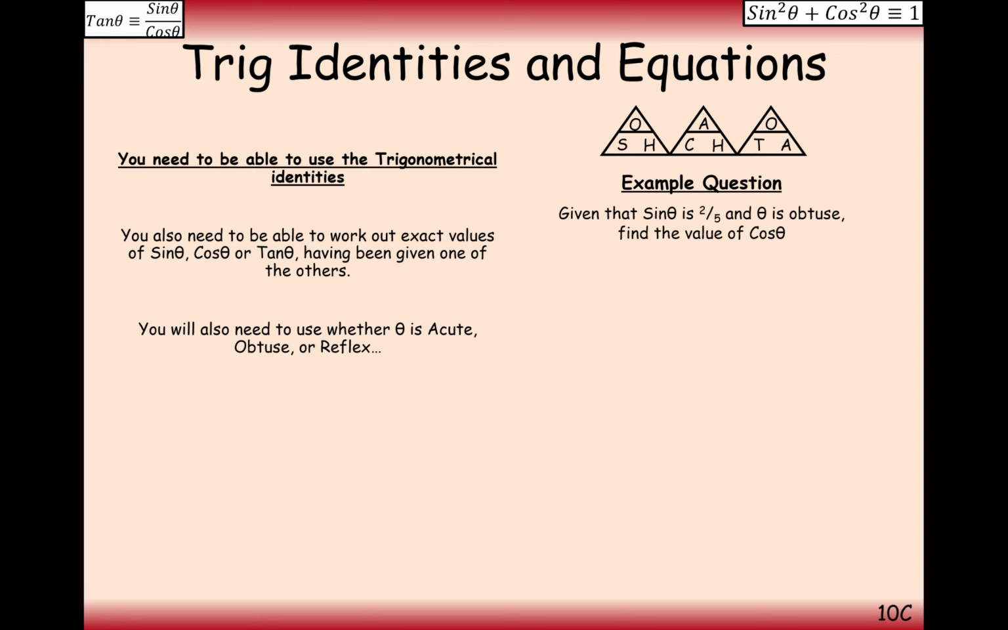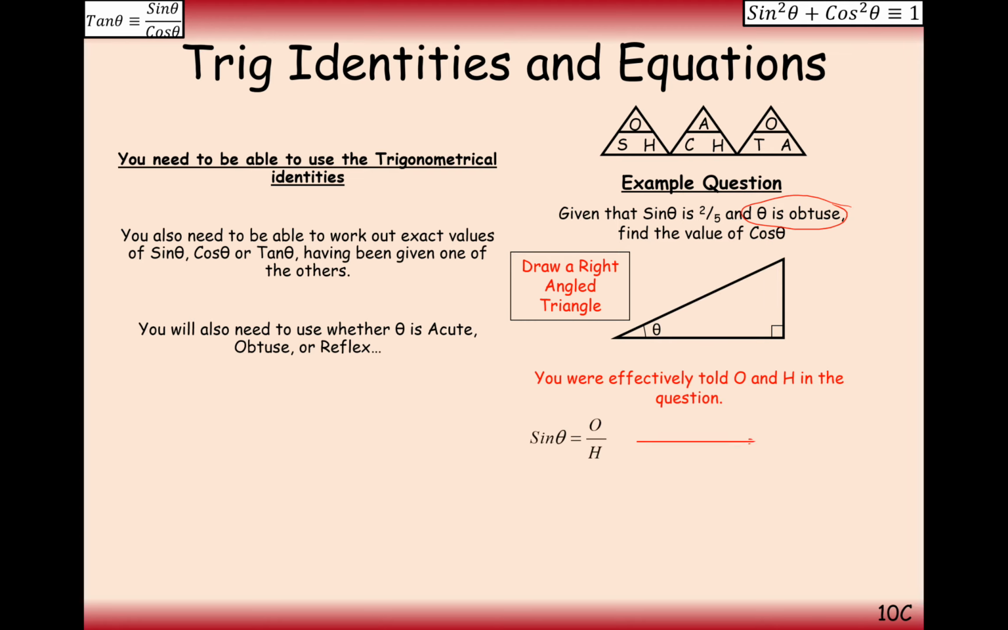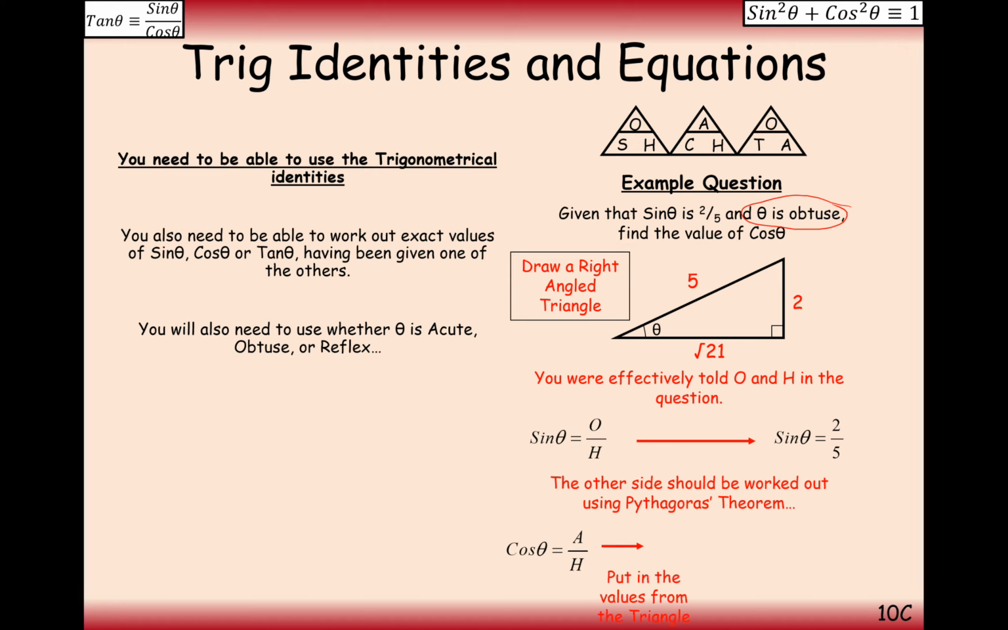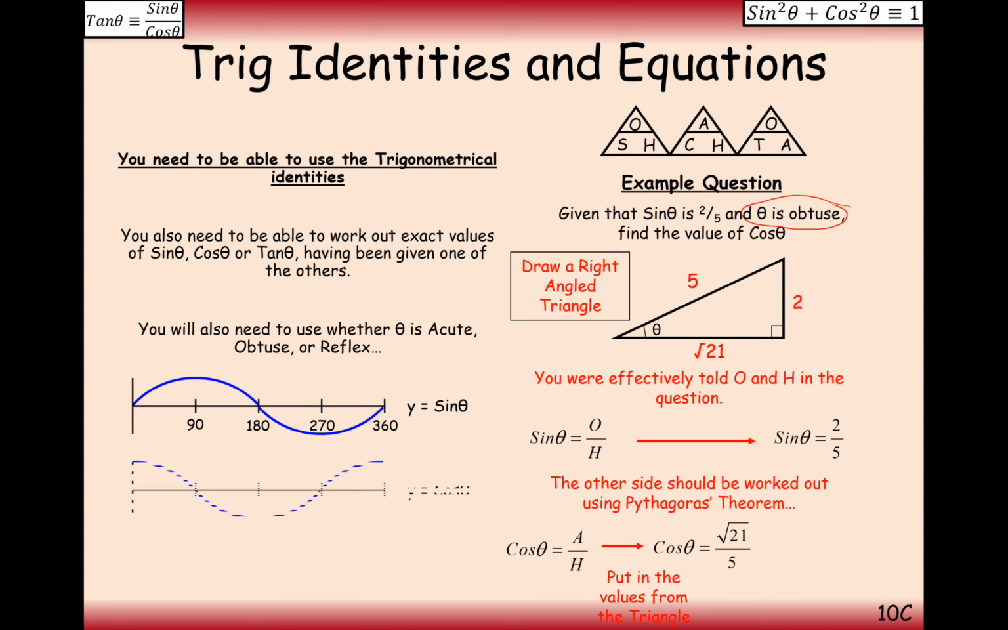Let's have a go at another one of those, because that was pretty tricky. Given that sine theta is 2/5 and theta is obtuse this time, find the value of cos theta. So, writing onto a right angled triangle 2/5 for opposite over hypotenuse. The third side here is obviously going to be root of 21. So the next thing we need to do is therefore find the cos angle. So this is going to be root 21 adjacent over hypotenuse.